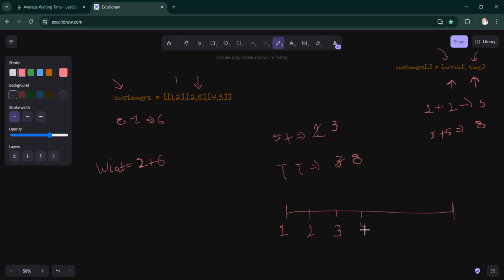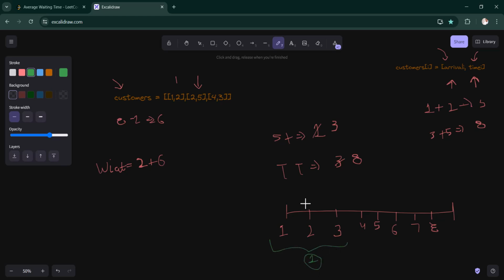Counting 4, 5, 6, 7 and 8. If we look, up till this point, order 1 was prepared.